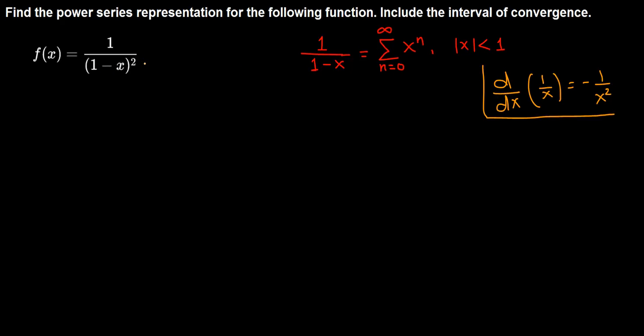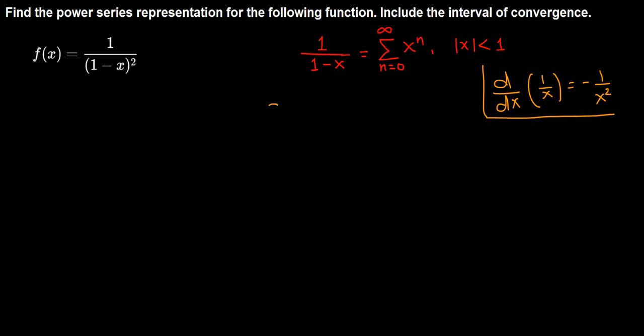Okay, the bottom is squared. And there is a relation, as we've seen in Calculus 1, the derivative of 1 over x is in fact -1 over x squared. So if you want to get 1 over x squared, then we need to differentiate 1 over x. So let's differentiate this and see what we're going to get.